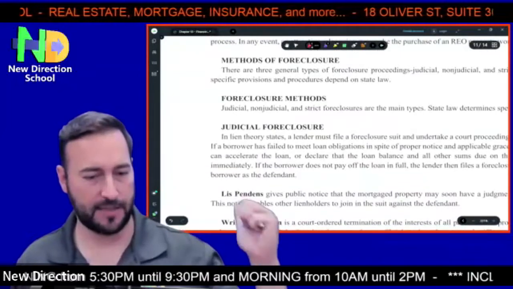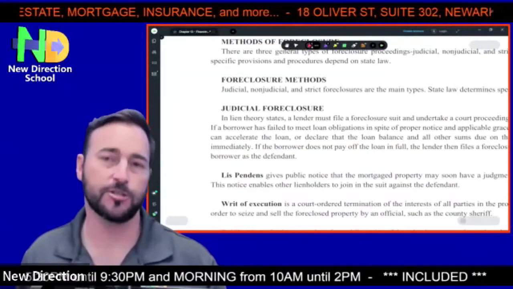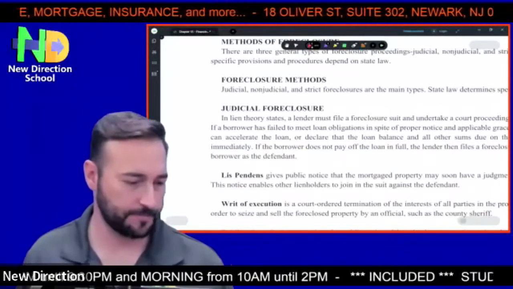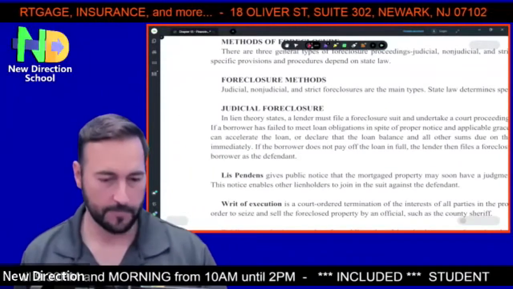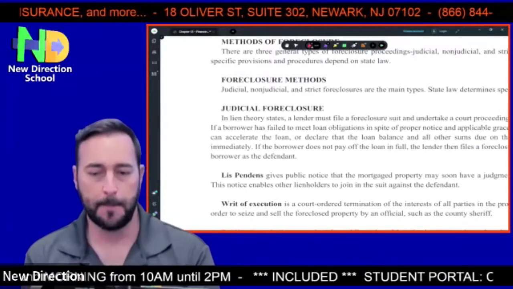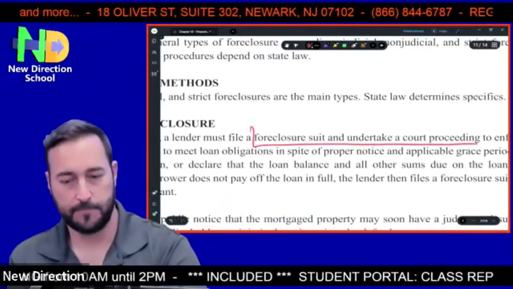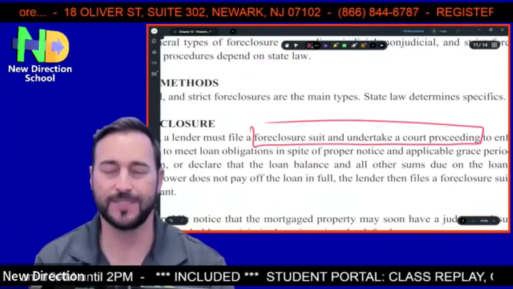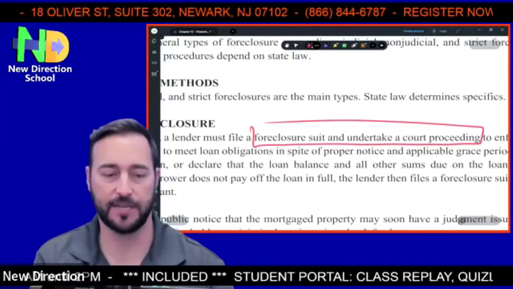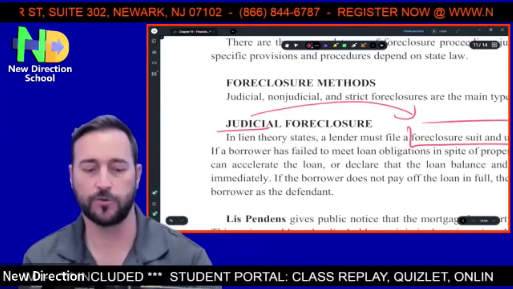All right. Methods of foreclosure. We have judicial foreclosure, non-judicial foreclosure. We have strict foreclosure. Judicial foreclosure, obviously, is what we have here in the state of New Jersey. That means we go through court proceeding. Judicial foreclosure is a court proceeding, as the name says, judicial. So we go through court.